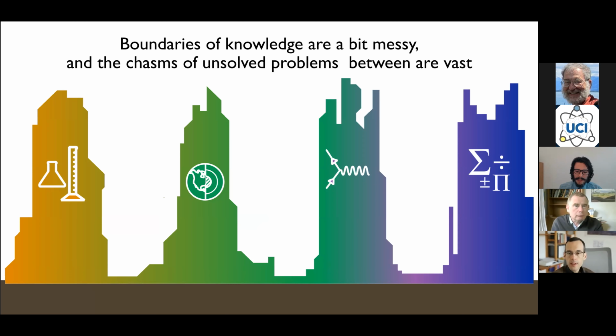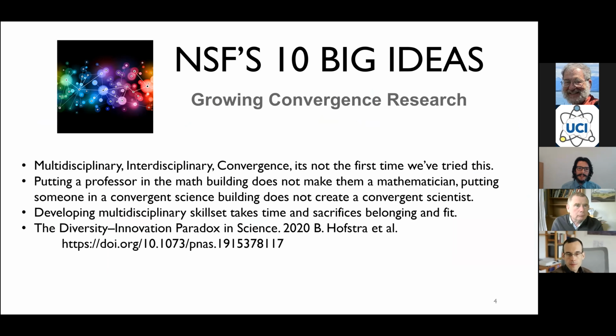And I think it's these big chasms that NSF has really been trying to get at with one of their 10 big ideas, the one that's called growing convergence research. And I will say it's not the first time we've tried this. It has many different names: multidisciplinary, interdisciplinary, convergence. It's all more or less the same thing of trying to bring together lots of different fields.